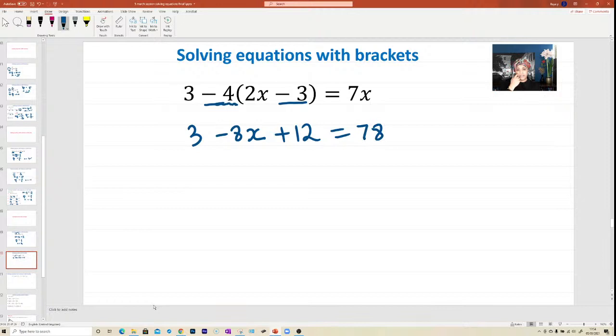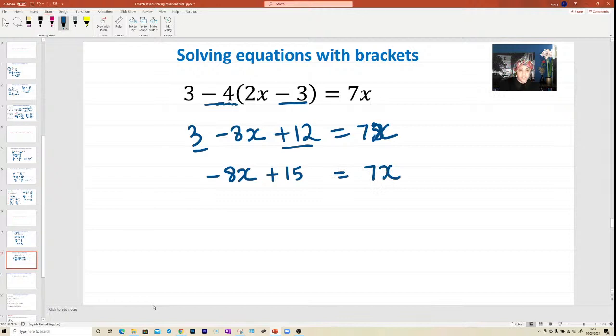Now what do we need to do, guys? Now we need to collect like terms, okay? So which ones are like terms? Which ones can we add? Well, 3 and 12 can be added. So we've got negative 8x. 3 plus 12 is plus 15 equals to 7x.